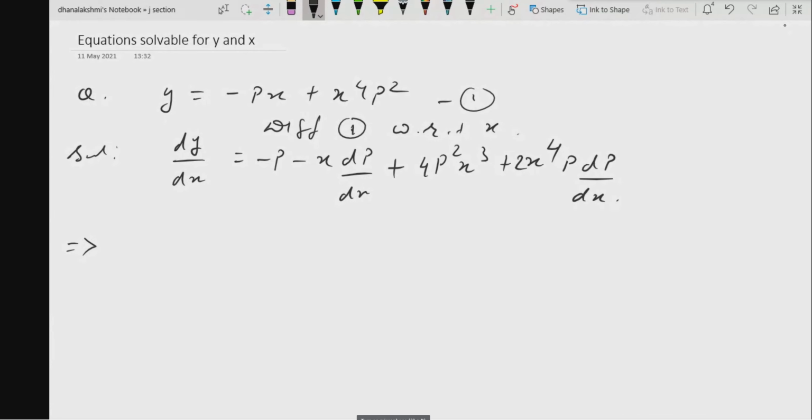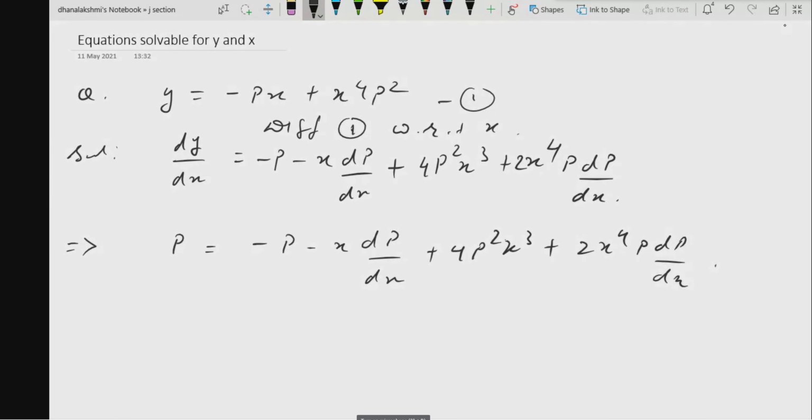What is dy by dx? It is p minus p. Again you can take a few things common and write it as one thing, 4p square x cube plus 2x to the power 4 p dp by dx. Now you check the dp by dx term from this one and from this one. What can you take common? x dp by dx you can take common. Is it or not? And the remaining things when I write on the other side, I'll get 2p.